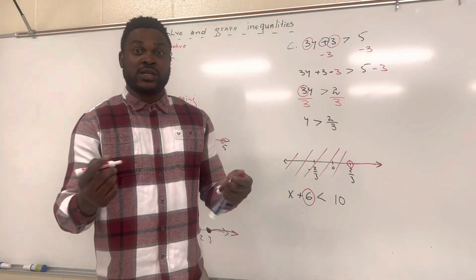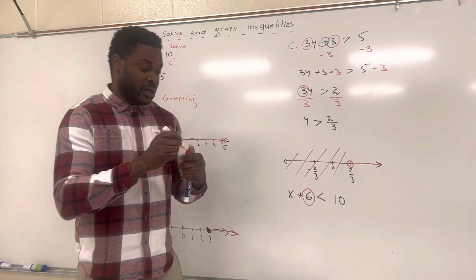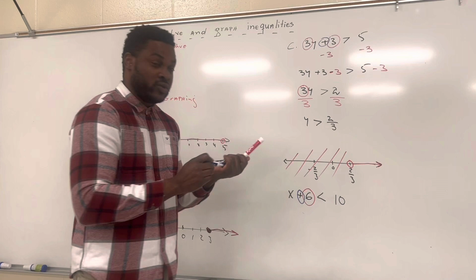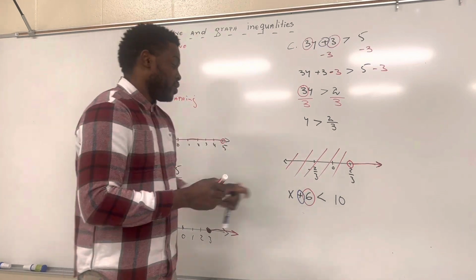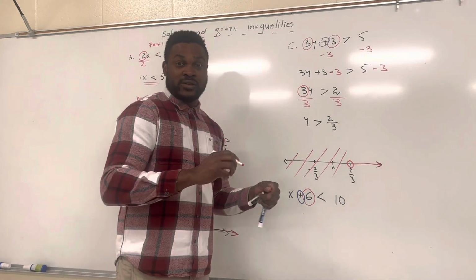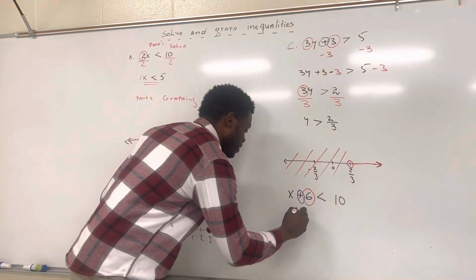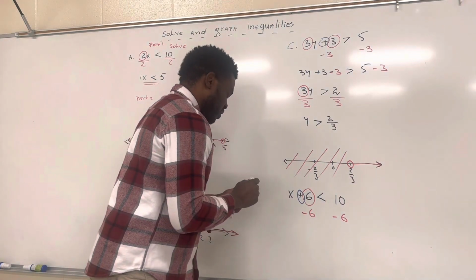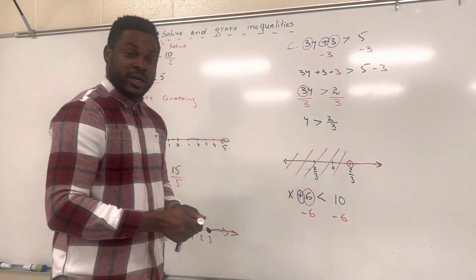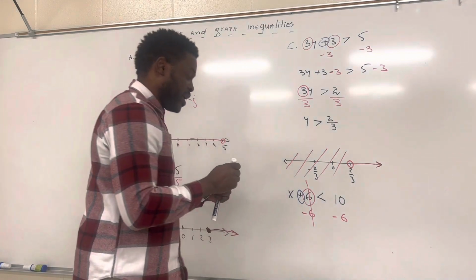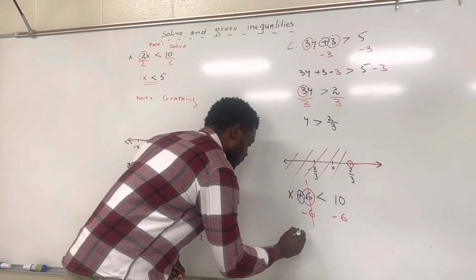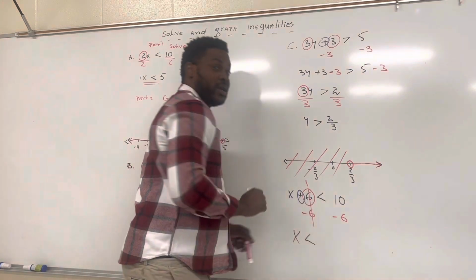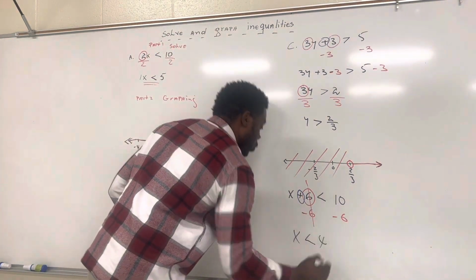In order to get rid of 6, we need to use the opposite sign of the positive. You see, the sign is positive, so we need to use the opposite sign on both sides. So what is the opposite of positive 6? The opposite of positive 6 is -6. So we have to take -6 from both sides, right? And then 6 minus 6 is 0, which means it's canceled. And then you have x less than 10 minus 6, which is 4, right?